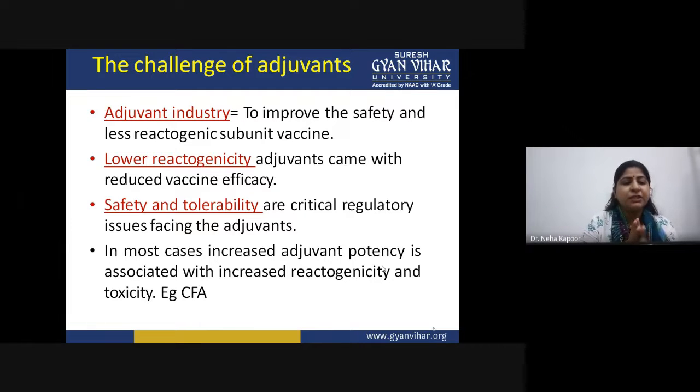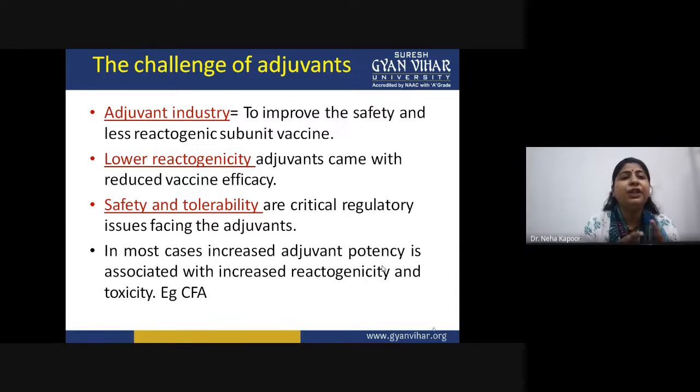The first is that the adjuvant industry aims to improve the safety and lower the reactogenicity of subunit vaccines. That means adjuvants should be safe and not reactive, and if you are using subunit or recombinant vaccines, they should have a safer effect and not impose any adverse effect. Second is lower reactogenicity adjuvants.